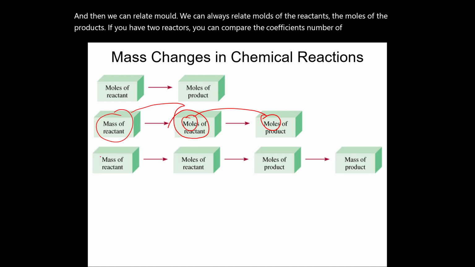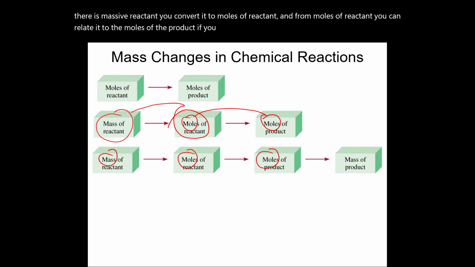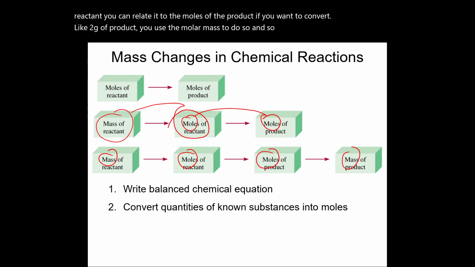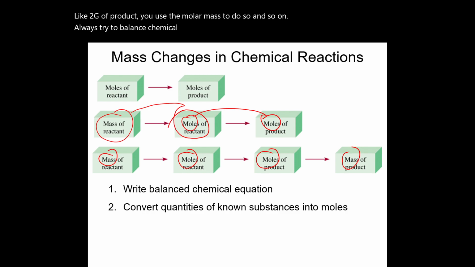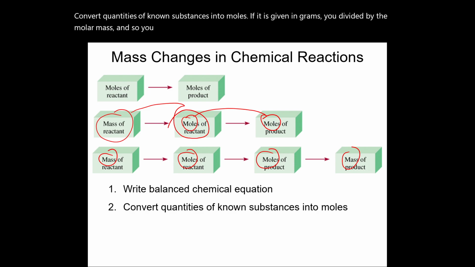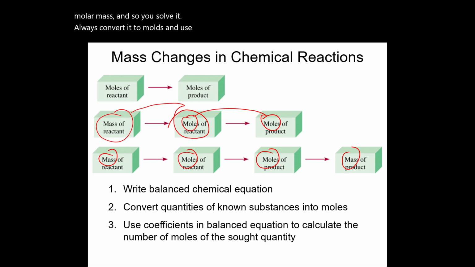If you have two reactants, you can compare the coefficients, the number of moles. So if there is mass of reactant, you convert it to moles of reactant. And from moles of reactant, you can relate it to the moles of the product. If you want to convert moles of product to grams of product, you use the molar mass to do so. Always write the balanced chemical equation. Convert quantities of known substances into moles. If it is given in grams, you divide it by the molar mass, and so you solve it. Always convert it to moles, and use coefficients in the balanced equation.